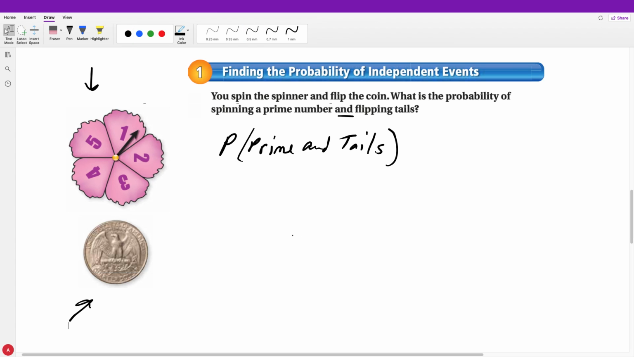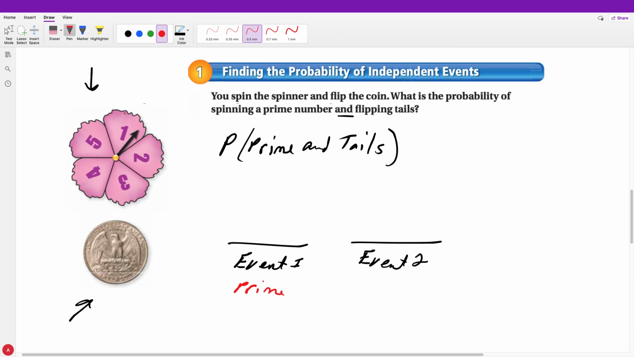So when we're doing this, we should identify how many events we have taking place. We have 2 events, event 1 and event 2. For event 1, we're going to say spinning a prime number. Prime numbers are numbers whose only factors are 1 and themselves. So 1 is not a prime number, 2 is a prime number, 3 is a prime number, 4 is not, and 5 is a prime number. So for event 1, the likelihood of us spinning a prime number is 3 out of 5. And since they're independent of each other, I don't have to worry about adjusting the probability for my next event. I just need to say, what am I trying to look for? I'm trying to flip a tails.